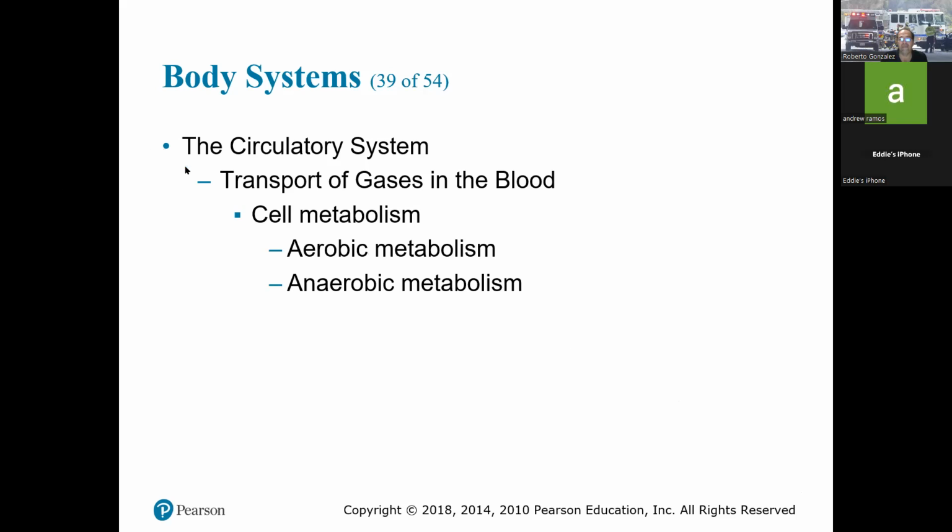So the circulatory system, transport of gases in the blood, you have cell metabolism, aerobic metabolism, and anaerobic metabolism. Aerobic uses oxygen, anaerobic does not use oxygen. We start dealing with what we call the Krebs cycle. And when we're using oxygen as a metabolic substance to run our system, you're going to have an ATP swarm. But when you don't have it, you're going to start dealing with fat metabolism and all this other bad stuff. Well, not necessarily fat metabolism, but CO2 retention.